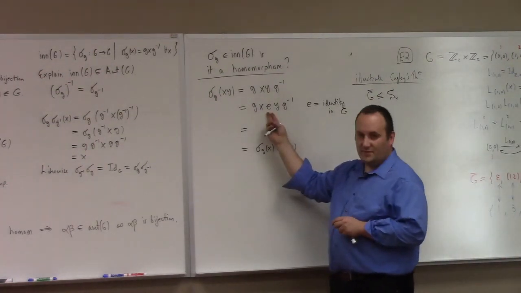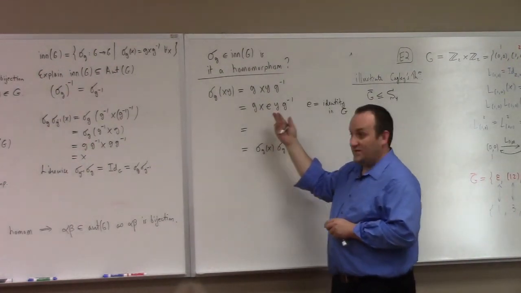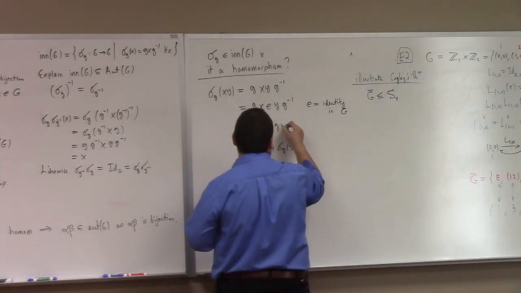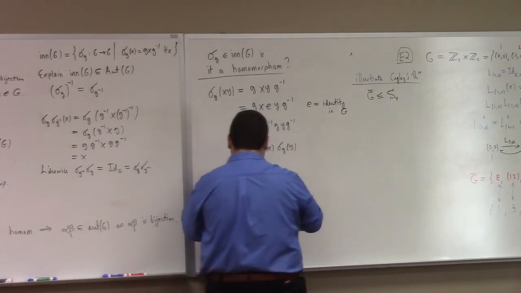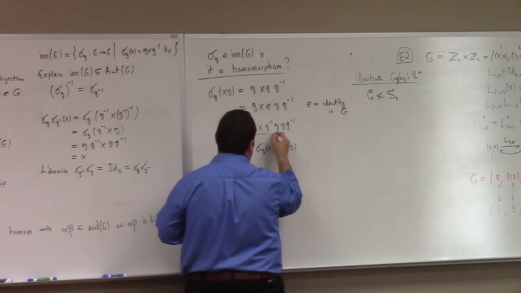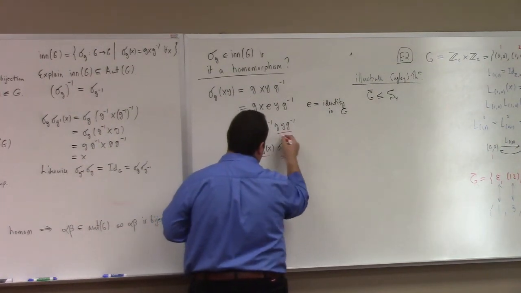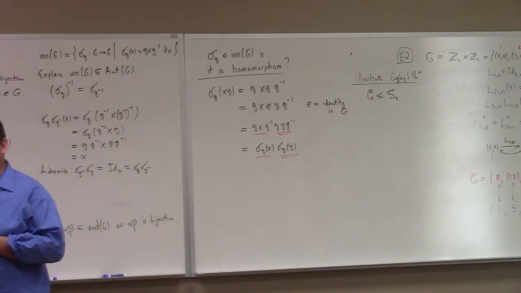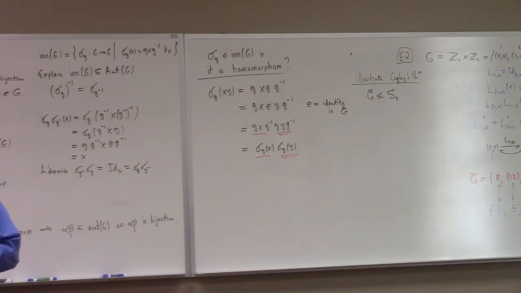I can trade this E for what? G inverse G. We have a winner. And the reason that you should do that is then, by the definition of sigma sub G, that's what we have here. Which then, since X and Y are arbitrary, shows that sigma sub G, in other words, conjugation by G, is a homomorphism.